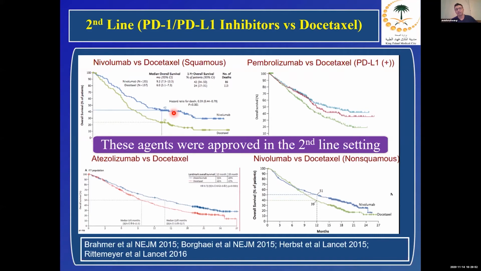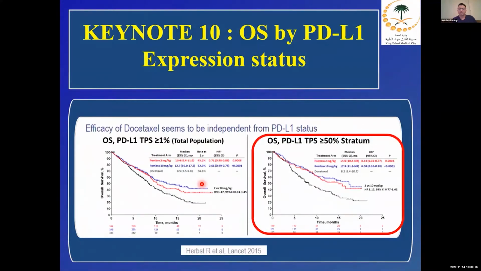And that's why all of these three agents, nivo, pembro, and atezo, have been approved in second-line treatment in patients who have progressed on a platinum-based doublet, and it made it to the standard of care. Later on, we were trying to figure out which patients really benefit the most from those agents. And one of the important biomarkers that came up is the PD-L1 expression status.